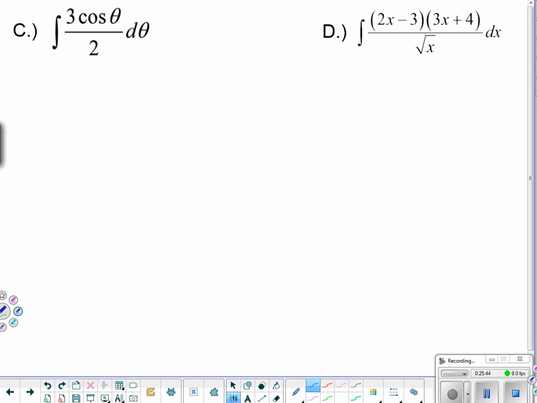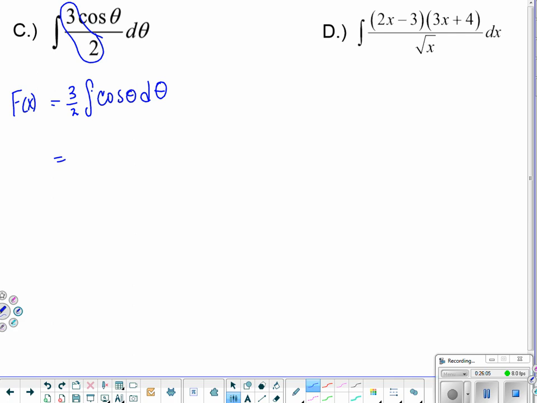Okay, C should be pretty easy. Do you see a fraction coefficient? I do. So I'm going to pull my 3/2 out front so I can just focus on my cosine integration. So I could say my integral is going to turn out f of x equals 3/2 integral of cosine theta d theta.